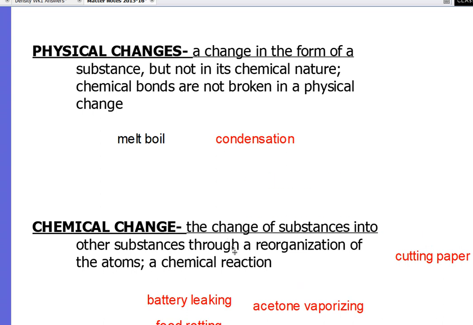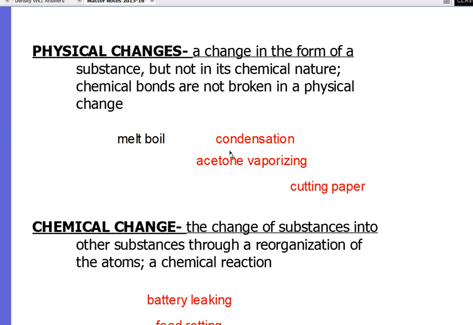Acetone vaporizing. First of all, let's say, what is acetone? Acetone is found in nail polish remover, and we have a lot of it here at school that we use for various things throughout the year. As a lot of the people in the class can tell you, nail polish remover gives off a smell that is the smell of the liquid turning into a gas, or vaporizing. So if it's just going from liquid to gas, it would be a physical change.